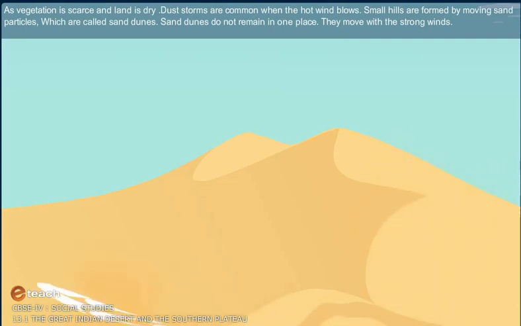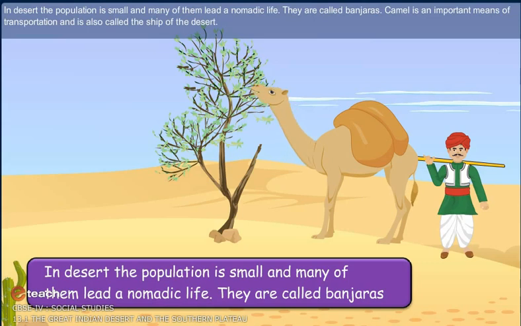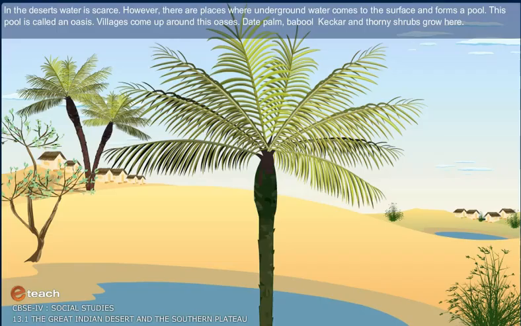As vegetation is scarce and land is dry, dust storms are common when the hot wind blows. Small hills are formed by moving sand particles, which are called sand dunes. Sand dunes do not remain in one place. They move with the strong winds. In the desert, the population is small, and many of them lead a nomadic life. They are called banjaras. Camel is an important means of transportation and is also called the ship of the desert.